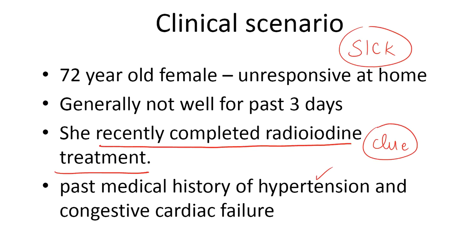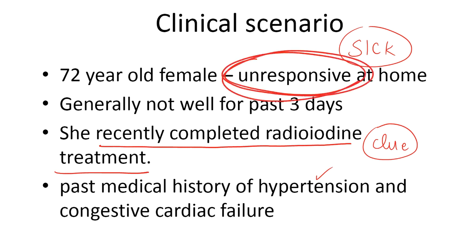The general conditions where we give radioiodine treatment are hyperthyroidism or thyroid cancer. When the patient has completed this treatment, you are destroying the thyroid to an extent that it can cause hypothyroidism also. So this patient, after completing the radioiodine treatment, should ideally have been started on levothyroxine. The history of which is not given in the question, meaning that she was not put on any thyroxine supplements, so she might have gone into hypothyroidism.